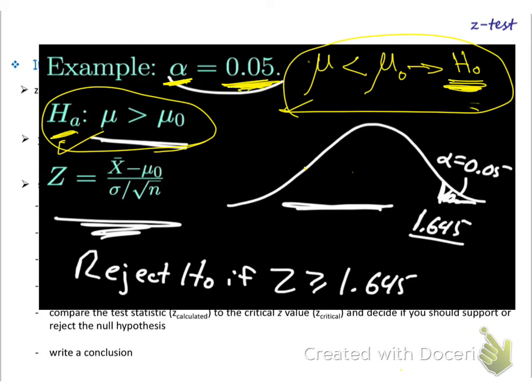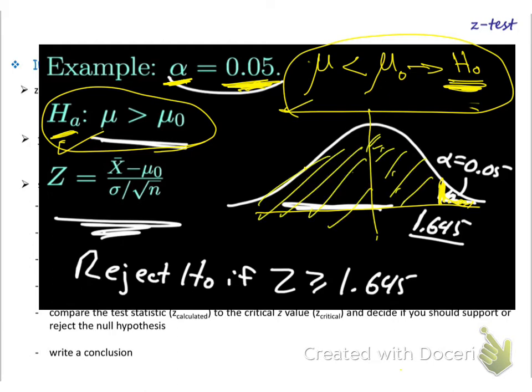From this alpha, 0.05, I'll draw the distribution graph. Here this will be 5%, so it will be the last 5% in the tail. This side is 50%, and this side is 50%.